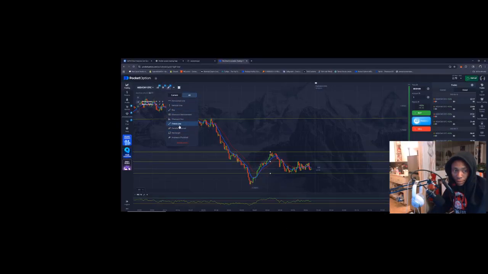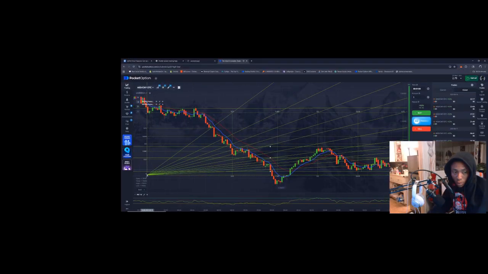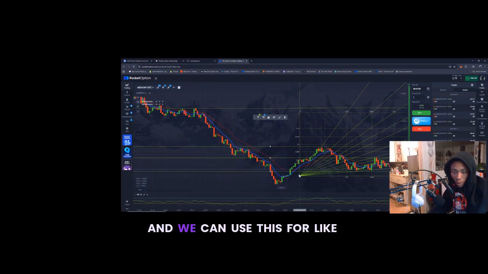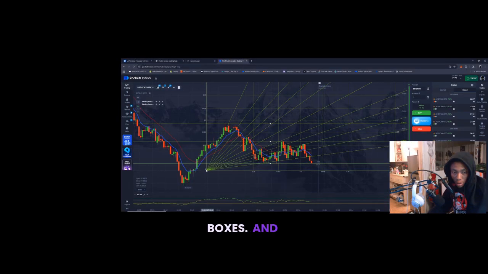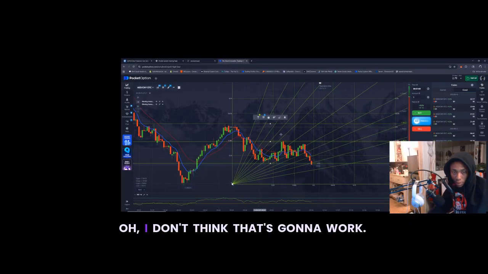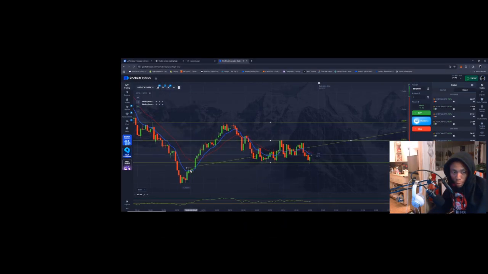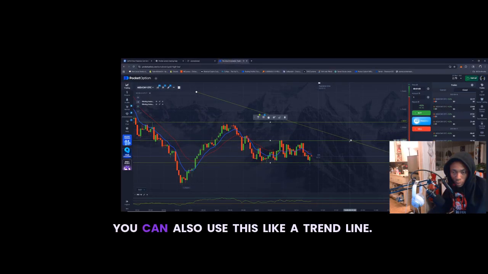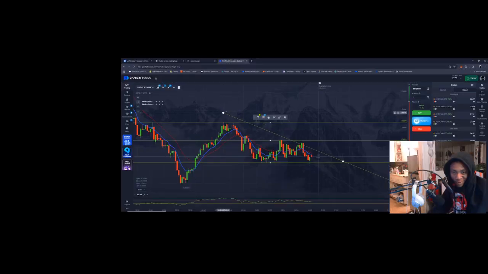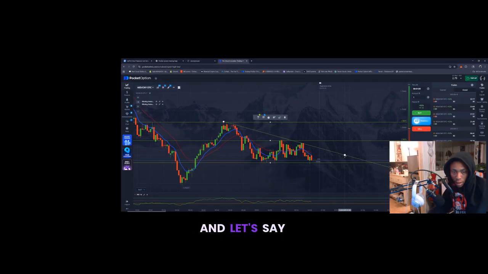We could do Fibonacci, but we can do like a fan. And we can use this for boxes. Let's say, oh, I don't think that's gonna work. We'll just do a ray. We also use it as a trend line. We get started right here, and let's say we put it right here.